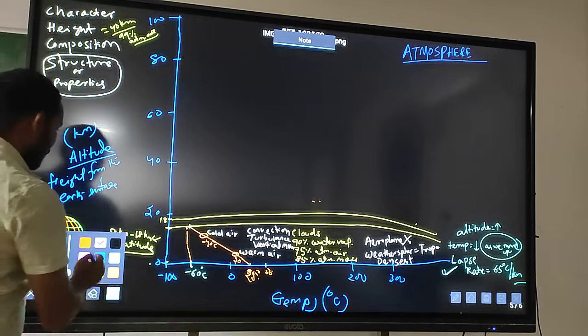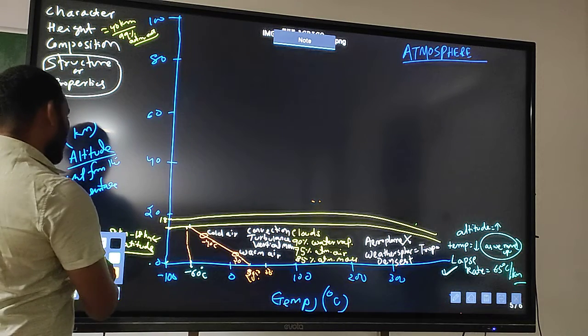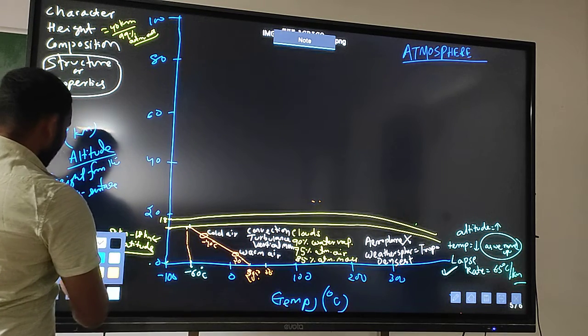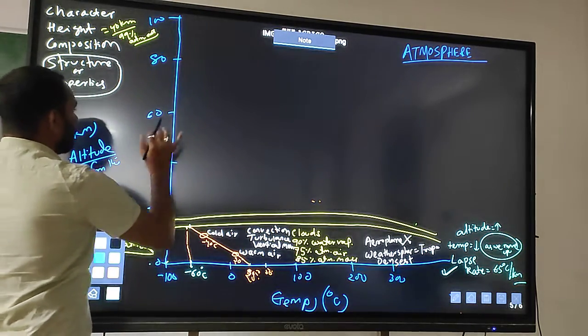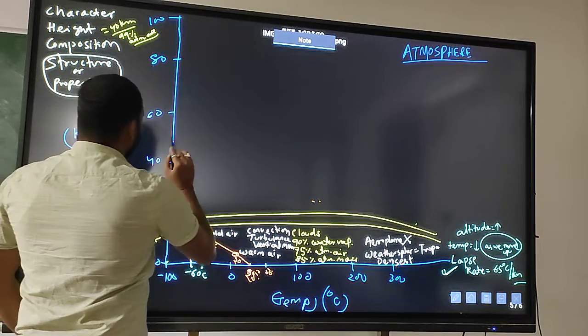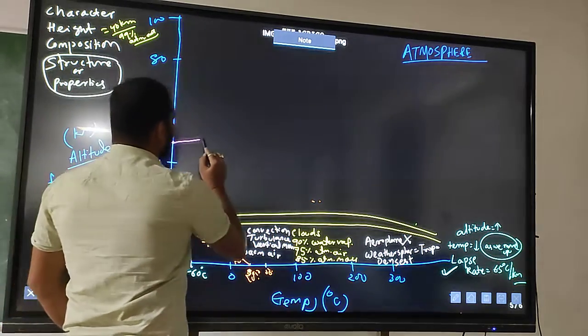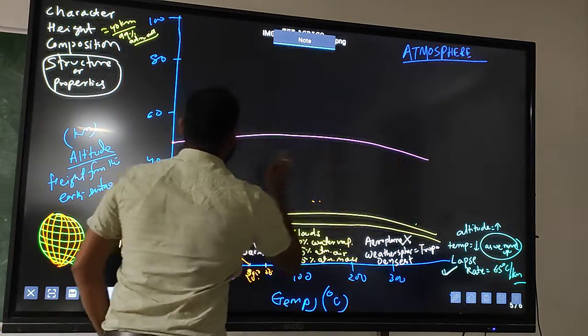Now we will move to the stratosphere. Let us move to the stratosphere region. So here you can say stratosphere. Now from 18 to 50 kilometer. This is 50. So from 18 to 50 kilometer, the stratosphere will be there.